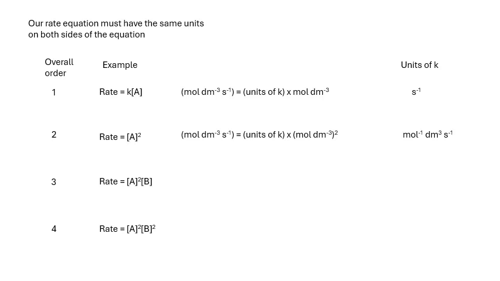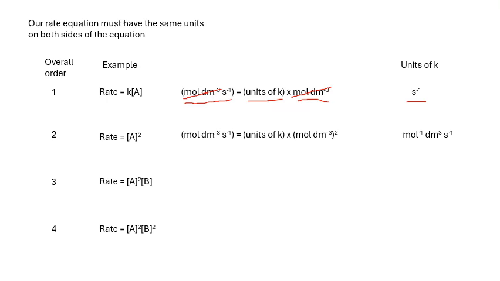Look at the first one, the first order. So looking at the first order, we have the rate is K times the concentration of A. So let's put in the units. Rate is moles per decimeter cubed per second, just did that on the last slide. On the other side of the equation, we've got the units of K times moles per decimeter cubed. So let's do a little bit of cancelling. That moles per decimeter cubed will cancel with that moles per decimeter cubed, and that gives us that the units of K are seconds to the minus 1. So for a first order reaction, the units of K are seconds to the minus 1.